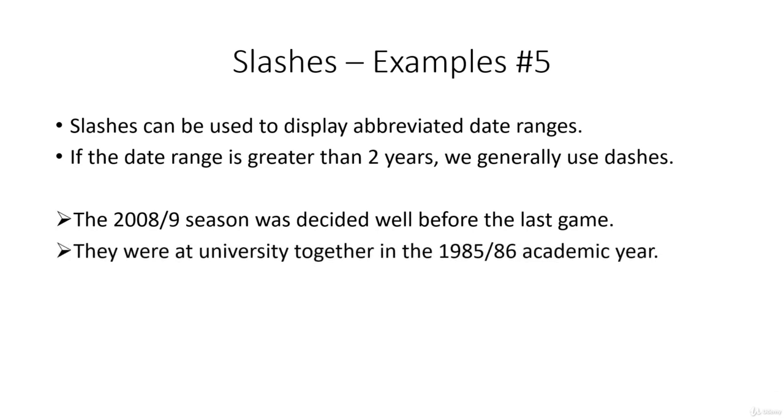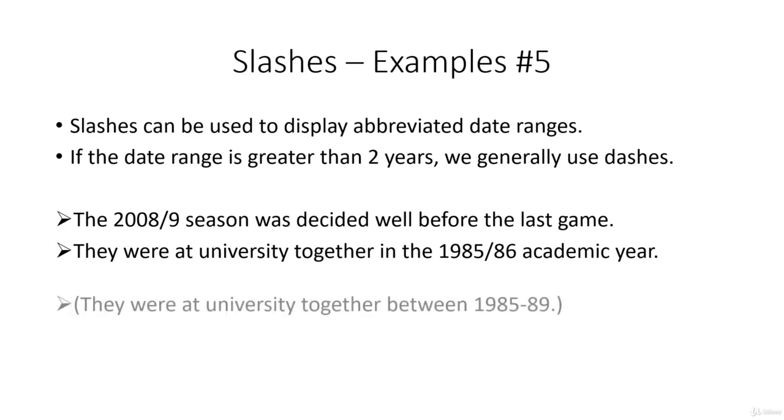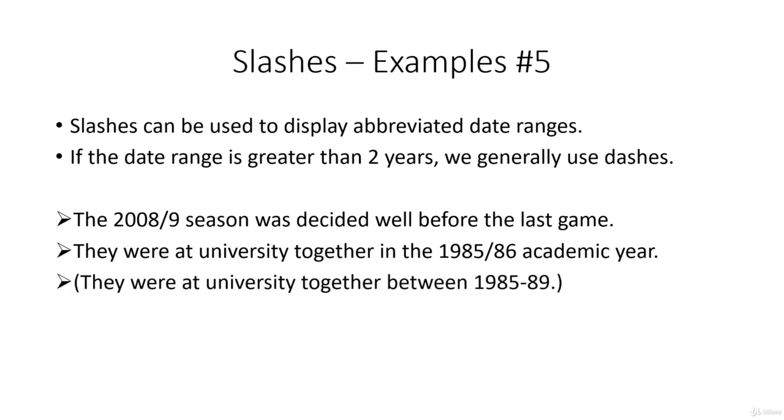Or, they were at university together in the 1985/86 academic year. As we said, if the date range is greater than 2 years, we would write, they were at university together 1985-1989, and we'd write it like this as opposed to a slash.